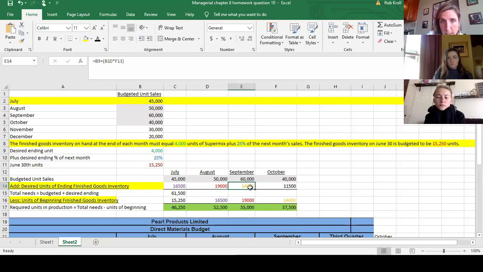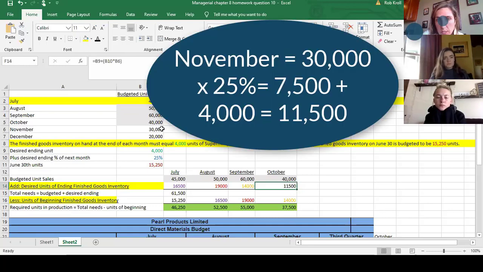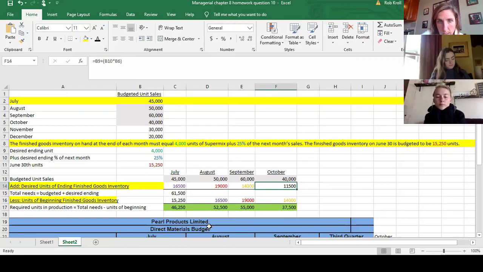This 14 came from 25% of 40, which we know is 10, right? We can do that math in our head, 25% of 40, plus 4,000. This 11.5, I don't have it on here, but it comes from looking up at November. If you look at November, it was 30,000. So I take 25% of 30,000 and I add 4,000 to it.